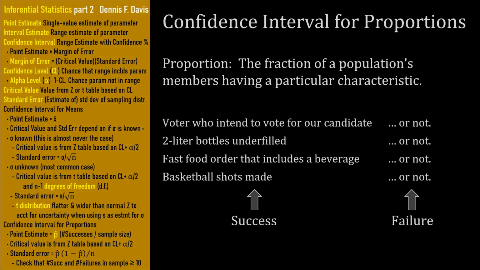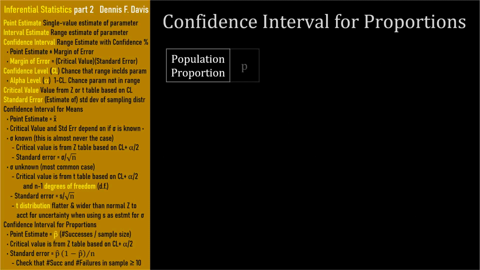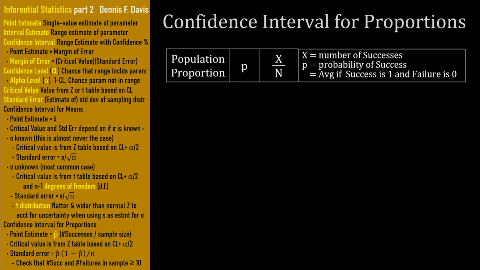Let me start with a chart and we'll begin defining terms. The population proportion is denoted by lowercase p and is the number of successes in the population, capital X, divided by the population size, capital N. You can think of p as the population average if successes were to count as 1 and failures as 0, the proportion of successes in the population. So p is also the probability that any randomly chosen member of the population will be a success.